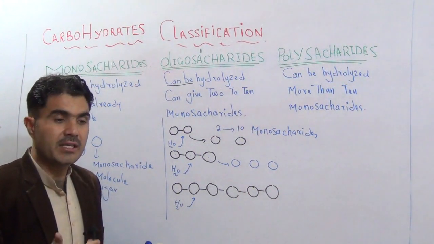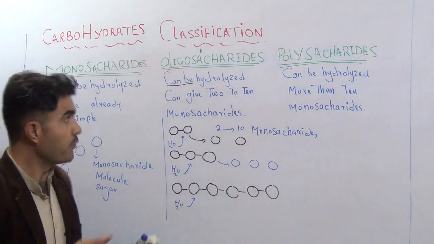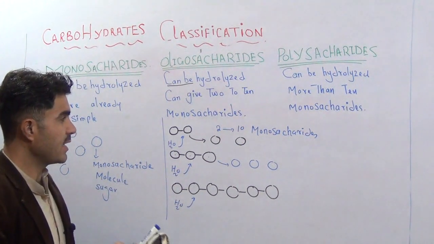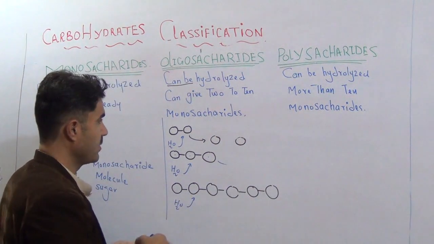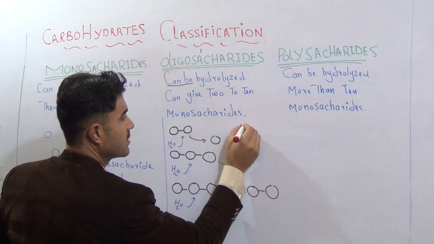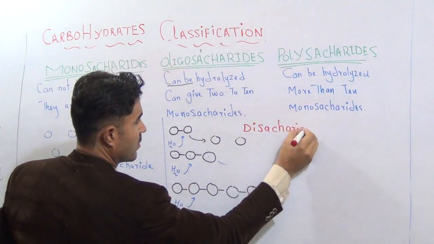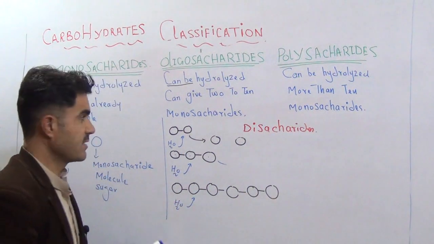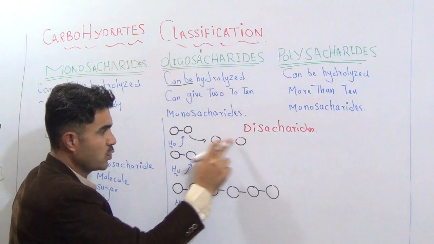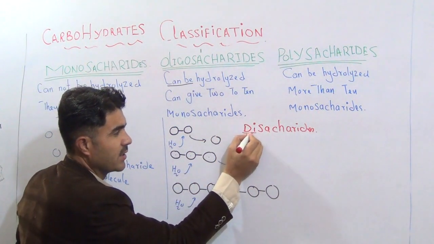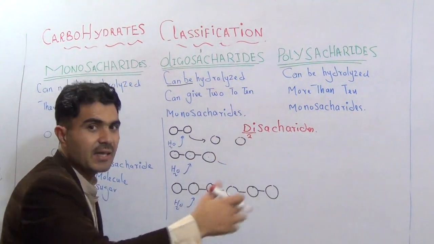Further, oligosaccharides can be given more names, can be given more subheadings. Within oligosaccharides, we can see names like disaccharides. Okay, don't worry, what is disaccharide? If a carbohydrate after hydrolysis gives us 2 monosaccharides, because di means 2, we will call it disaccharide.